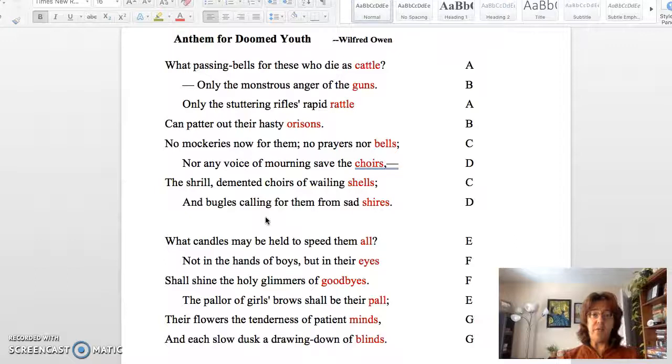They don't get any real flowers. The closest thing to flowers they get is the tenderness you find when people think about them. Something that's fragile can be a thought as opposed to a flower. And at the end, each slow dusk a drawing down of blinds. At the end of the day, the people left back home draw the shades in mourning, and that's sort of the best they can do because their dead have not had the chance to be celebrated. Incredibly different from Shakespeare's poem.